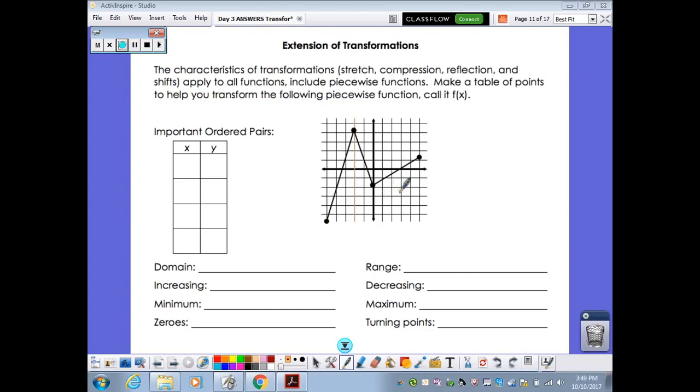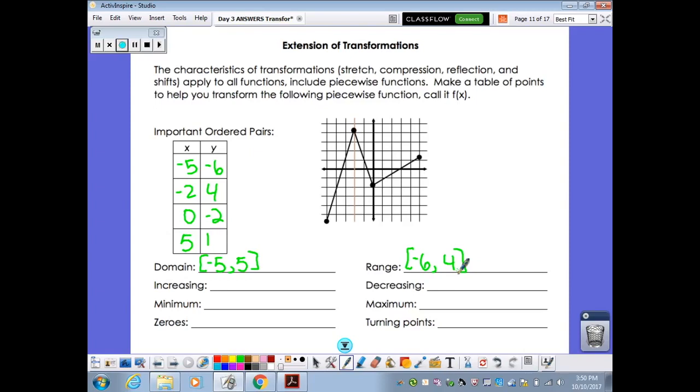So we can see with the function that we have right here, we have a value right here. That's easy to see. A value right here, a value right here, and a value right here. This value is negative 5, negative 6. We have a value negative 2, 4. We have a value 0, negative 2. We have a value 5, 1. Our domain is going to be negative 5 to 5. Our range is from negative 6 to 4.